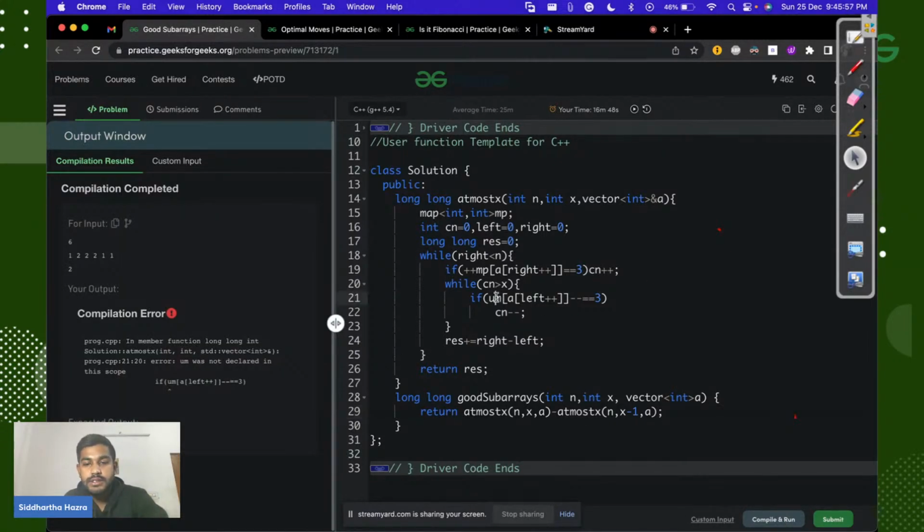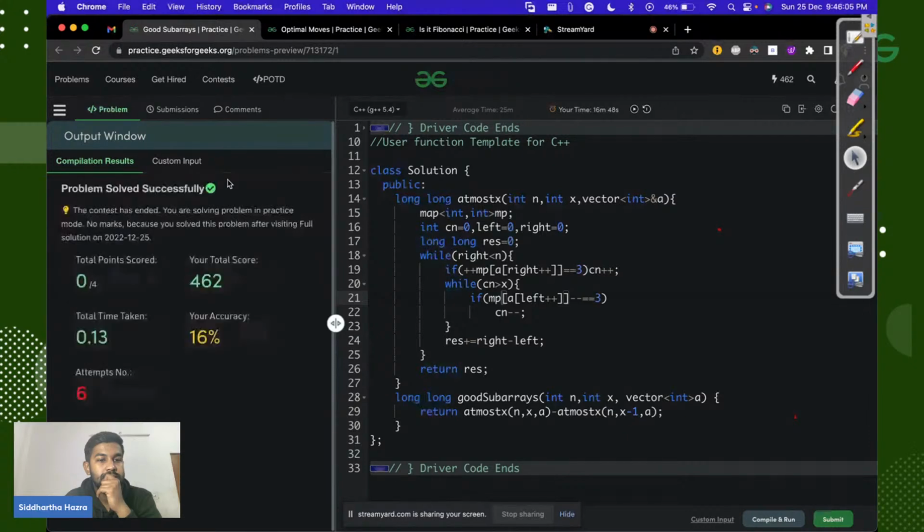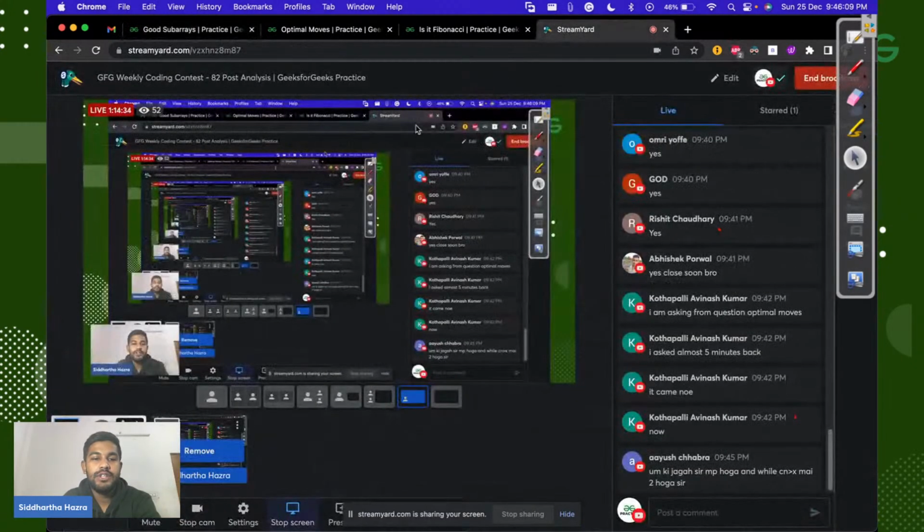Okay, this is empty. I'm clear. I would just have this. I would stop sharing the screen and share the Chrome tab, Good Subarrays. Tell me the line number at which you are not able to understand.